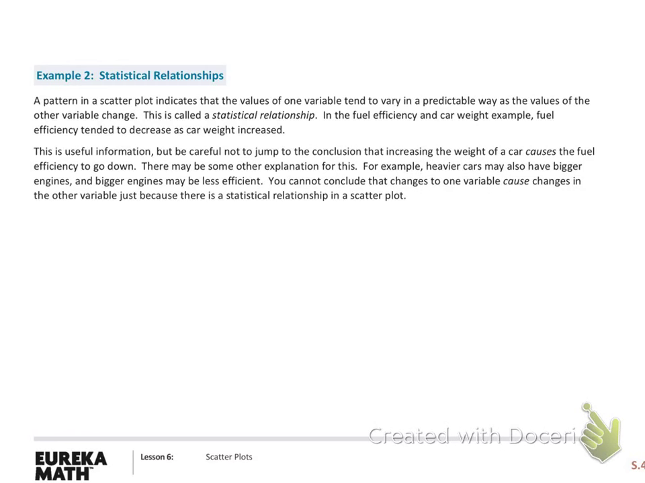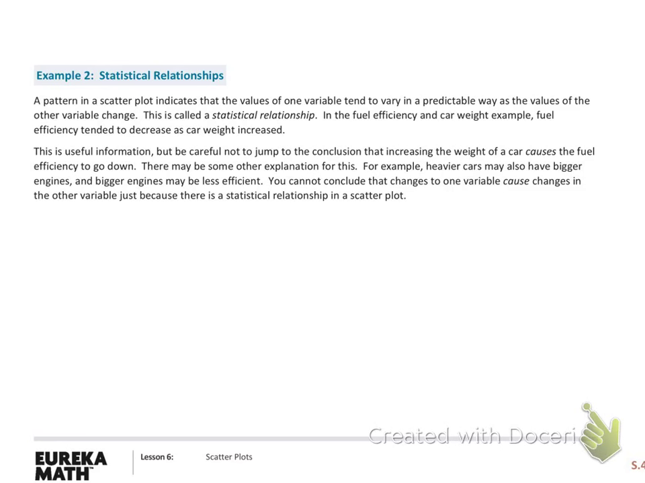So you can't really support a cause-effect relationship because there could be other things going on. There may be some other explanation for this. For example, heavier cars may also have bigger engines, and bigger engines may be less efficient. You cannot conclude that changes to one variable cause changes in the other variable just because there is a statistical relationship in a scatter plot.